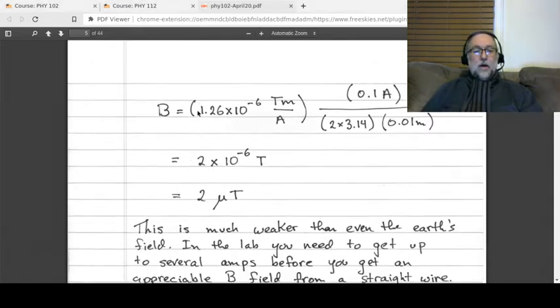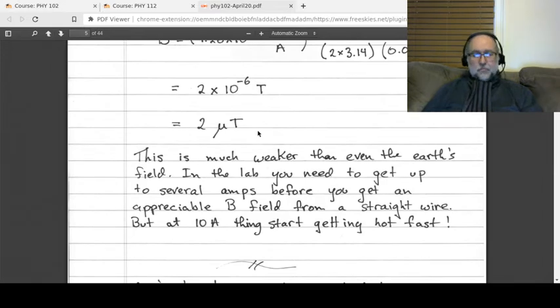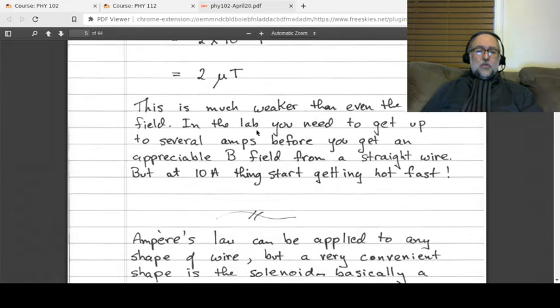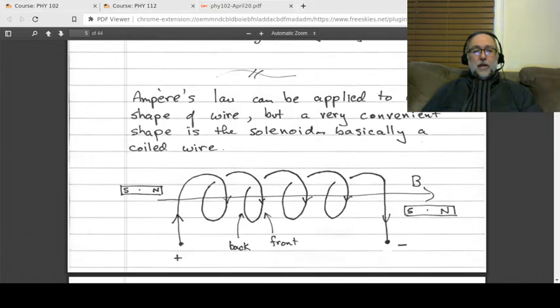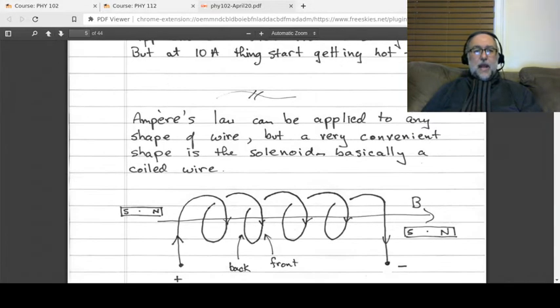Okay, so there's the magnetic field due to a wire. But I told you that there was another shape that we were going to study, and that's a coil of wire. We can also apply Ampere's law to this coil of wire. Again, the mathematics is very complicated. I won't go through how Ampere's law actually gives you the formula that we'll use.